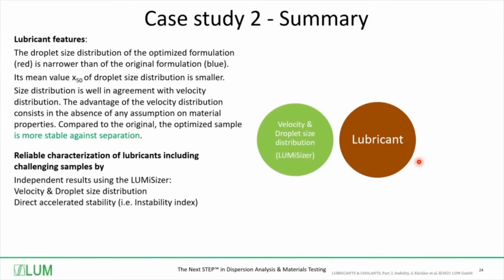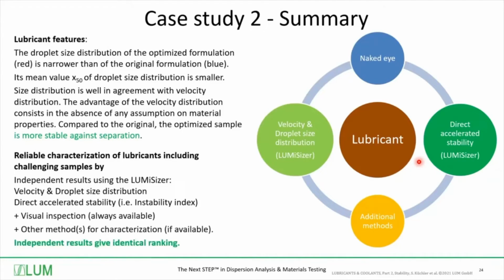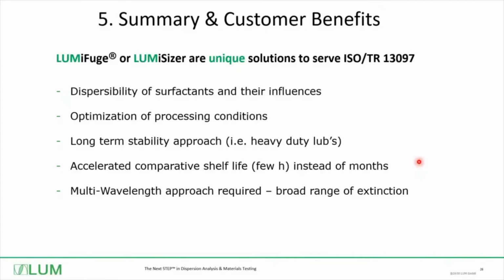We have independent results that we get from using the LUMiSizer, including velocity and droplet size distribution, including additional methods, including direct accelerated stability analysis, as shown before with the instability index, and also in agreement with visual inspection, which is always available. Independent results give identical ranking for heavy-duty lubricants. Also, an accelerated comparative shelf life in a few hours instead of months is possible with this instrumentation.